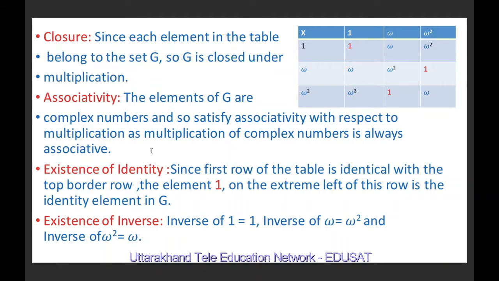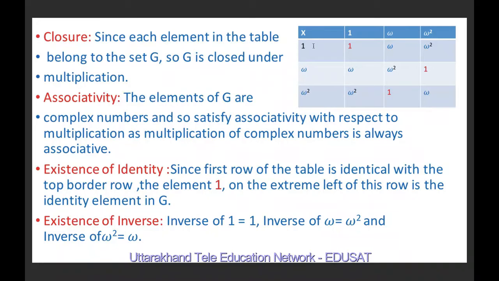For the existence of identity, first of all we see which two rows are identical. We have seen the first row and the top border row are identical. The element on the extreme left of the first row in the left border row is 1. So 1 is the identity element of the set.